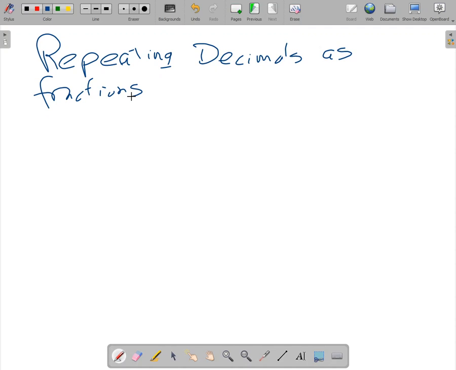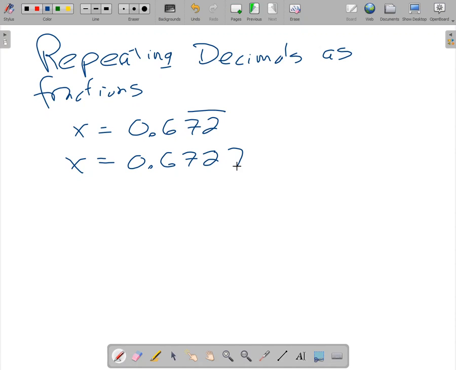And here we have what I'm calling x equals 0.672, which can also be written as x equals 0.67272, repeating. Okay. And the indication there is only the 72 is repeating. The bar makes that more clear.